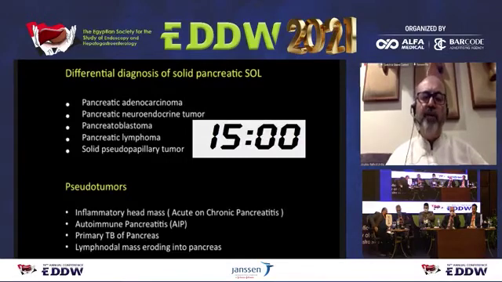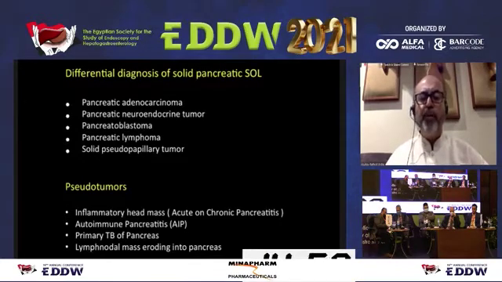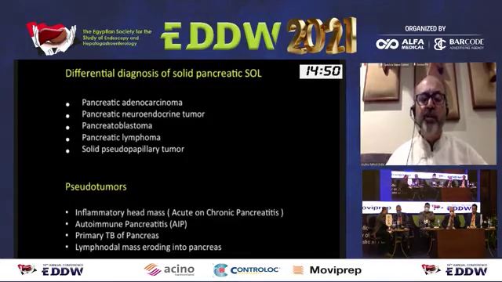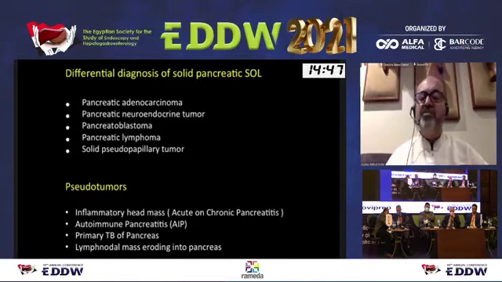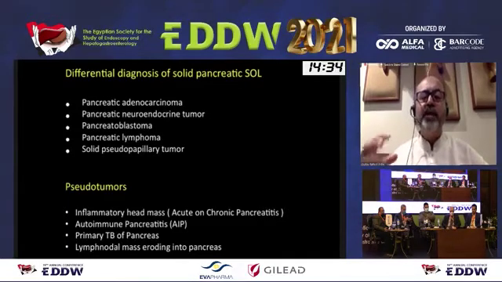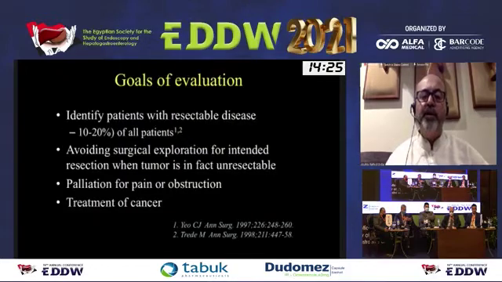Now, when we talk of pancreatic SOL, we are essentially talking of pancreatic adenocarcinoma, pancreatic neuroendocrine tumor, pancreatoblastoma, lymphoma, and solid pseudopapillary tumors as far as the pure neoplasms are concerned. And when we talk of SOL in pancreas, we also have to address the pseudotumors: the inflammatory head mass in a patient with acute and chronic pancreatitis, autoimmune pancreatitis, primary tuberculosis of pancreas, and some lymph node masses, which we see in our country, and I'm sure you see as well in Egypt, where a mass mimics a mass in the head of the pancreas, which actually is a lymph node. So these are some of the things which we need to assess before we give a definitive treatment.